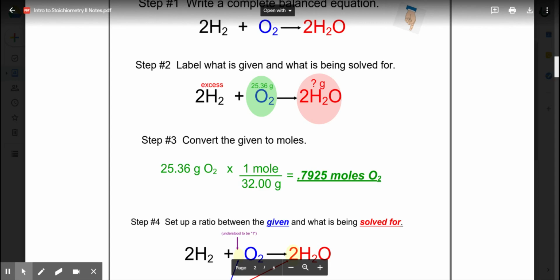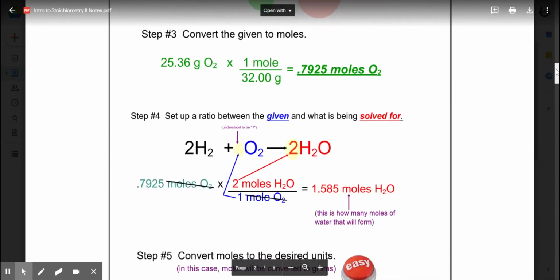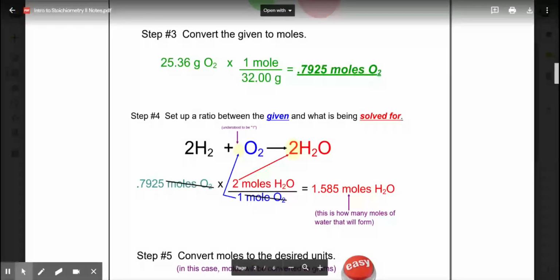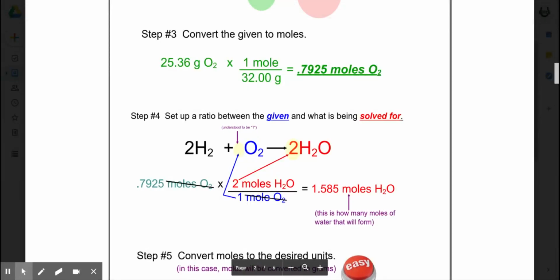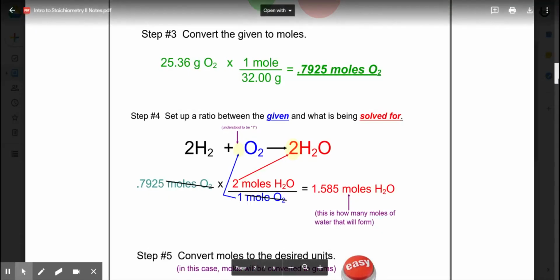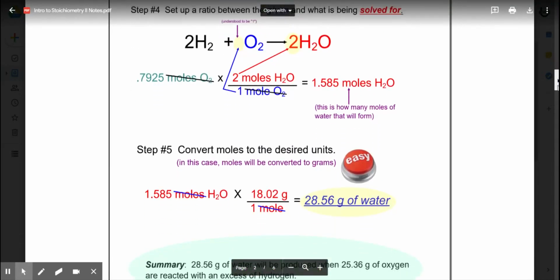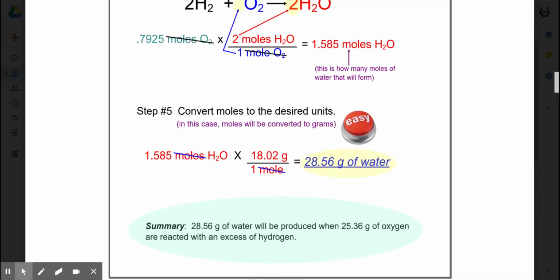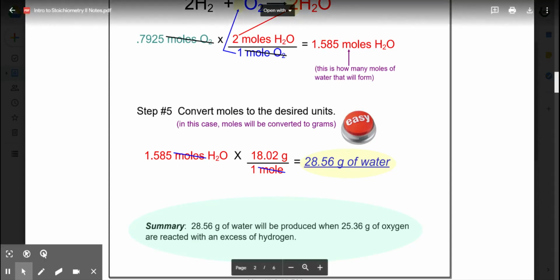Step 4, we're going to set up a ratio. We want to figure out how many moles of water can be produced based on the available oxygen. So that's where our molar ratio came into place. So we had the 0.7925 moles of oxygen solved for up here in step 3. Ratio is 1 to 2. We have 1.58 moles of water that are going to be produced. The question asks for us to solve for how many grams of water. So we simply are going to take the 1.58 moles of water, using its molar mass of 18.0, we convert to grams. And it's just that easy.